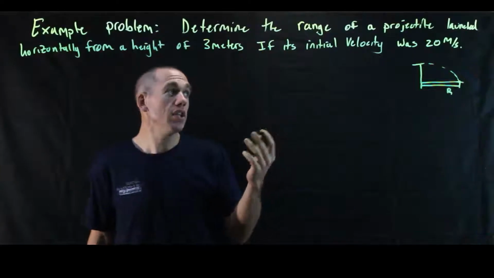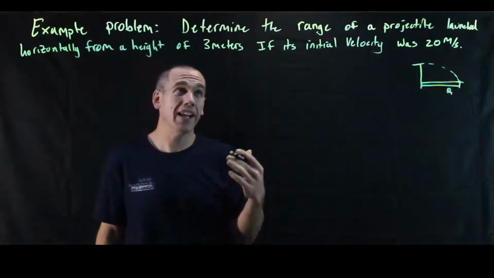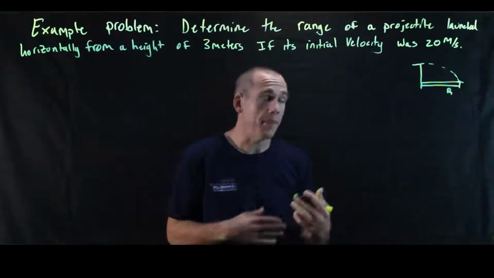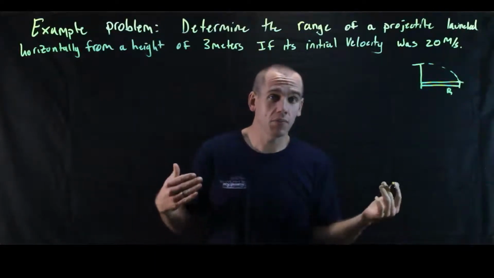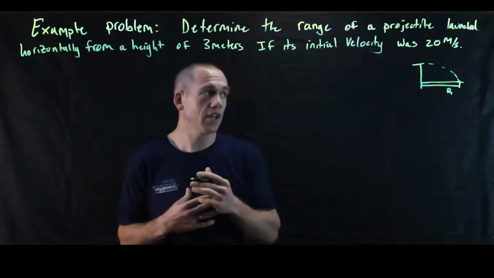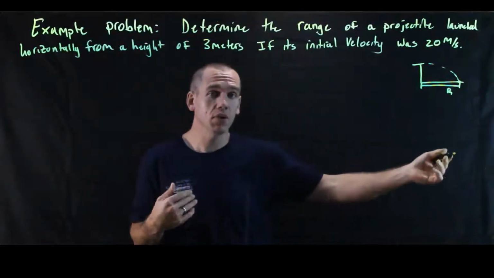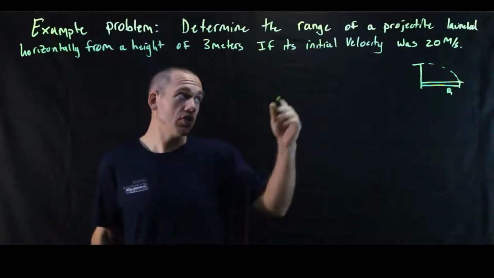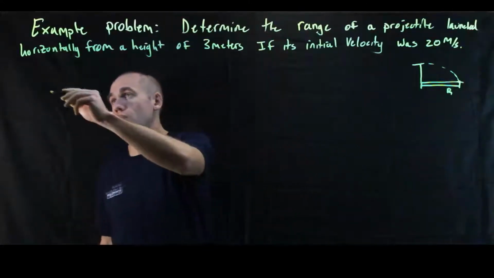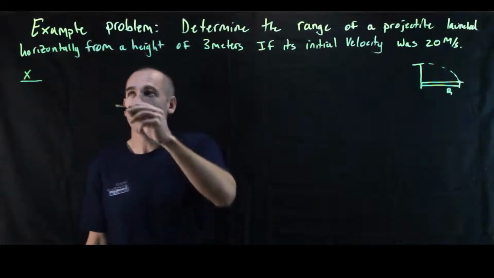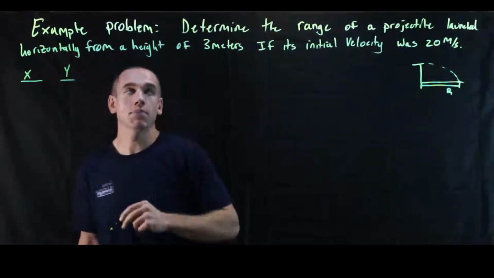Okay? So determine the range of a projectile launched horizontally from a height of 3 meters if its initial velocity was 20 meters per second. Alright, now remember, when we're solving horizontal projectile motion problems, or really any projectile motion problems, we need to keep our x's and our y's separate. We need to keep our horizontal motion independent of our vertical motion. So we've got to sort through this information and put it where it goes. So I'm going to keep my column for x information, and I'm going to keep my column for y information, and I'm going to make sure I keep those separate.